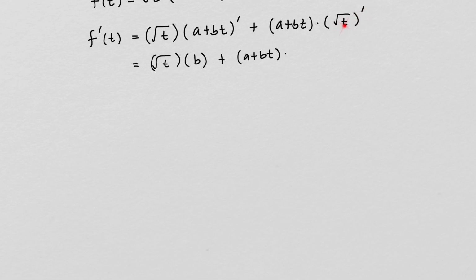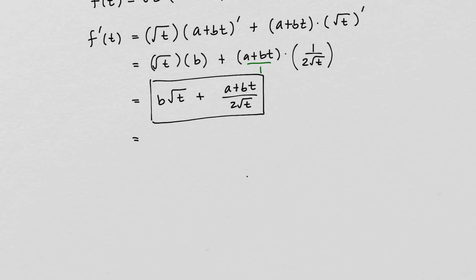Now, we talked about how to take this derivative in an earlier lesson. And so I'm just going to remind you that the derivative of radical t is 1 divided by 2 radical t. And so this is equal to b times the square root of t plus a plus b times t divided by 2 times the square root of t. So all I'm doing here is making a fraction out of this and multiplying these together. Now, you could leave your answer like this, but you also could simplify this by getting a common denominator.